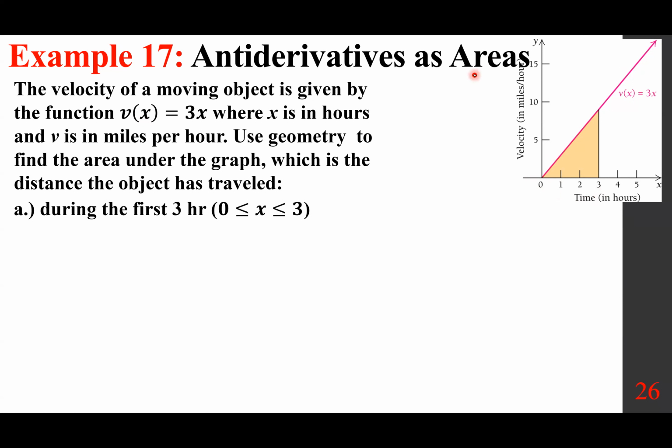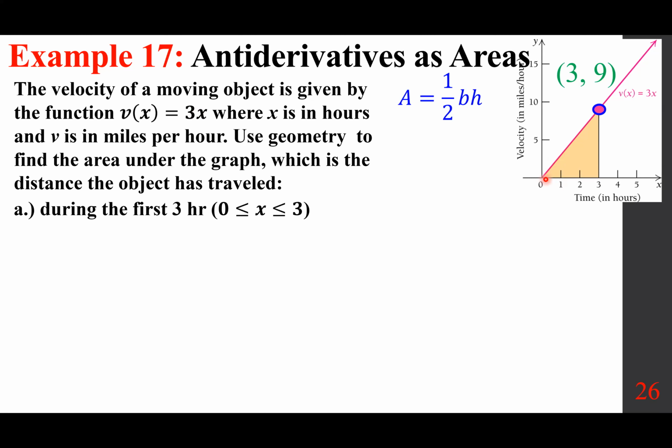Antiderivatives as areas, okay? So how do you find this area? Area is 1/2 base times the height. And we notice this point has coordinates 3, and then if you plug in here, it's 9, right? This one has coordinates 3 and 9. And this is not to scale by any means.